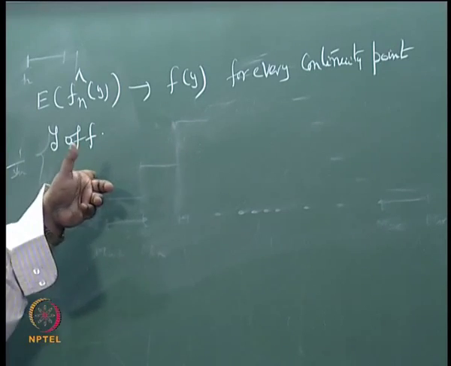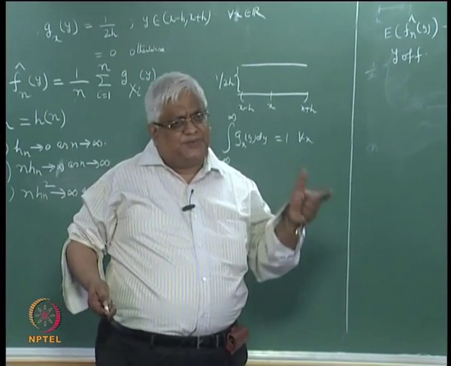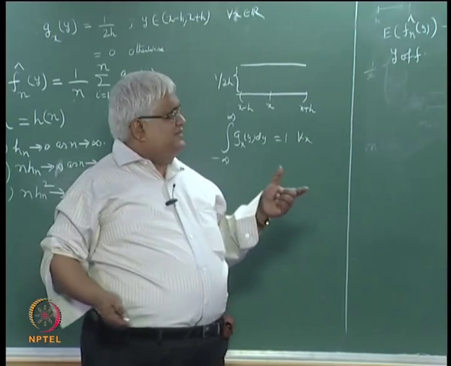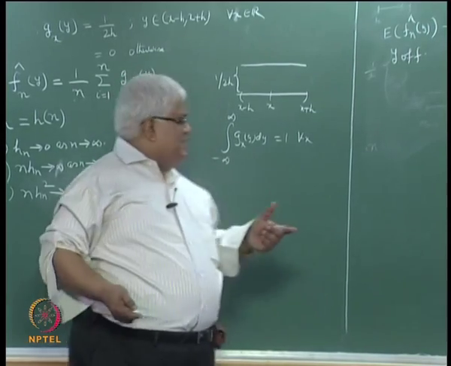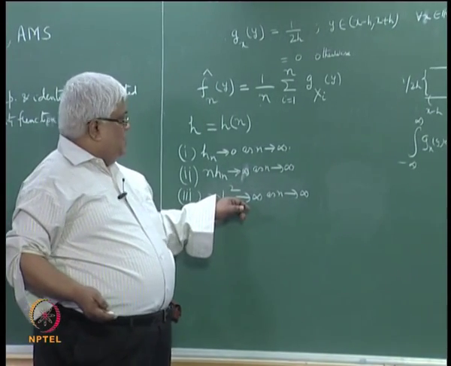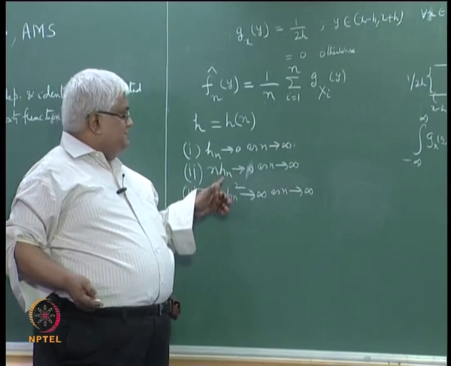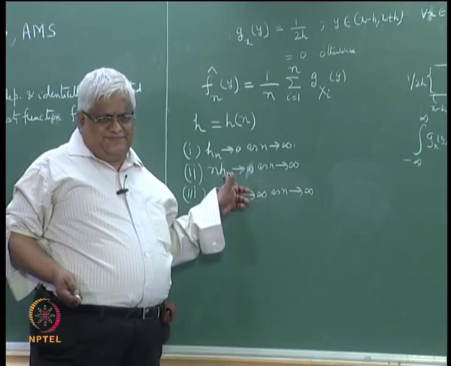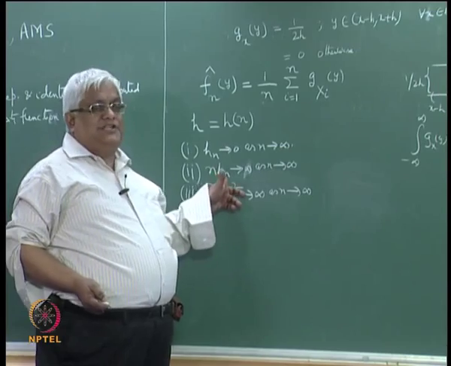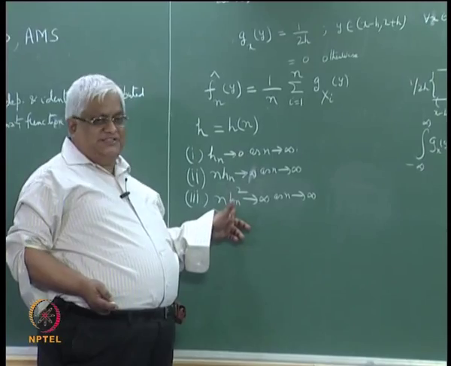and the squared error goes to 0 as n goes to infinity. For that, I think he used this one. Note that if this is satisfied, then surely this is also satisfied. Is it correct? When this is satisfied, this is satisfied, because h n is going towards 0, but if this is satisfied, it does not mean that this is satisfied.